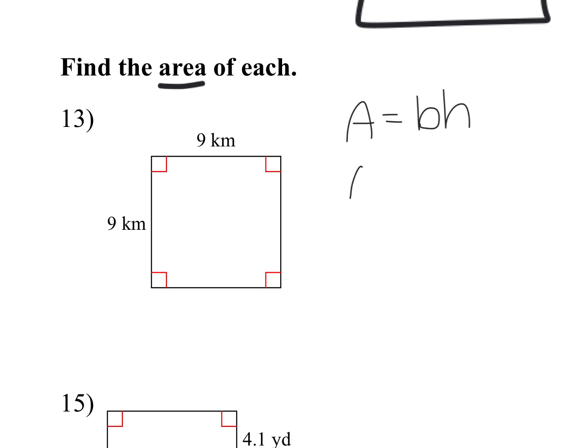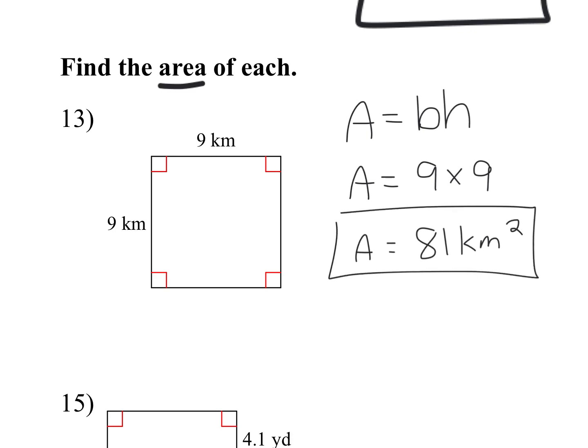Okay, now just plug in what you know. What's the base? 9. What's the height? 9. 9 times 9? 81. What do I have to have? Squared. Why is it squared? Because it's area. Yep, if you do not have the label, I will take points off.